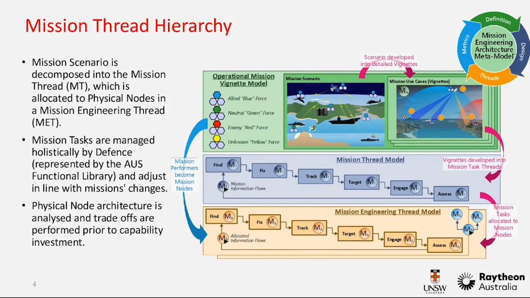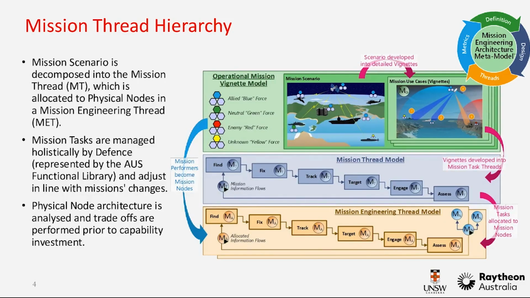Sense, decide, effect, because the observe, orient, decide, act OODA loop is good. It works for any of those processes. So that's the blue layer. We then take the blue layer and allocate to specific nodes or systems or platforms within the mission, depending on what level you're modeling at, and that forms the mission engineering threads for each of those assets.